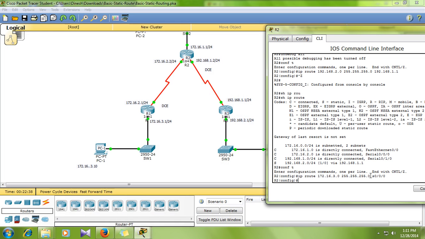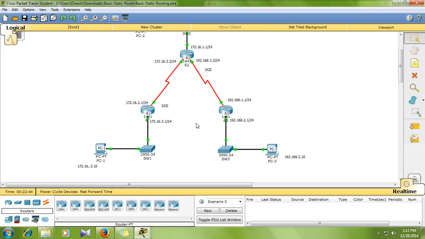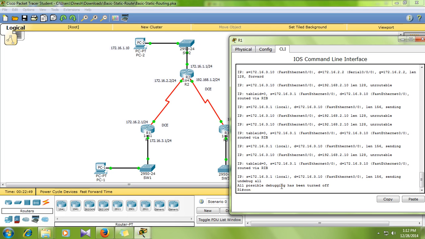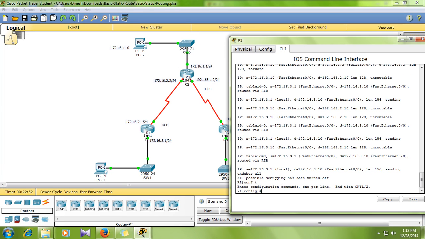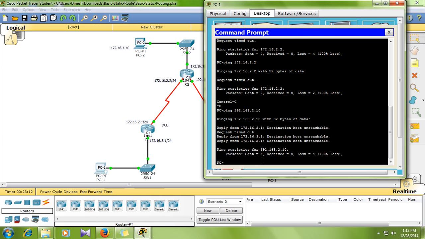Now R1. What is it? 172.16.1. Configure the ip route 172.16.1.0 with exit interface serial 0/0/0. Now try to reach 172.16.1.0.